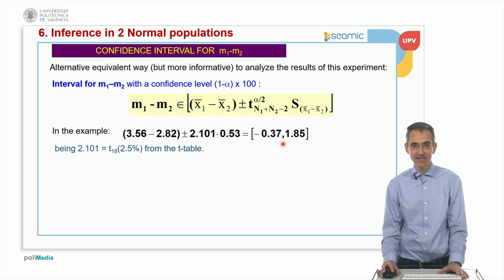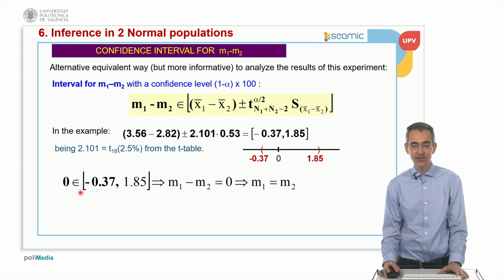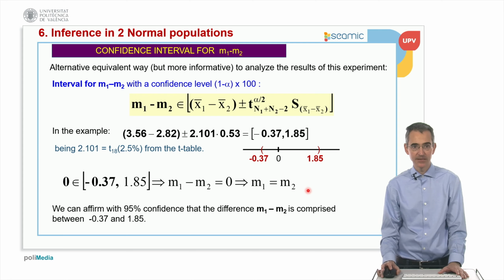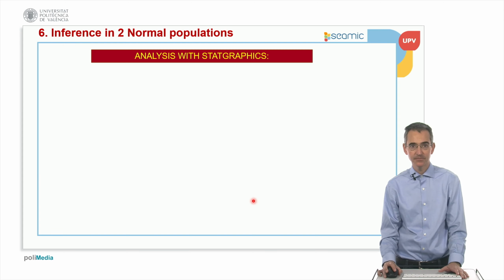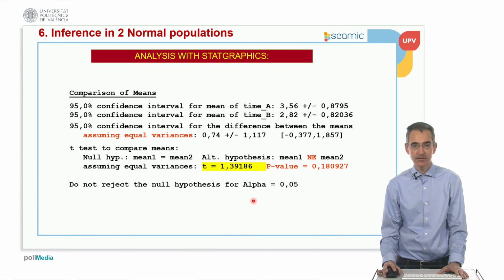As the value 0 is inside, we can say that 0 belongs to this interval, and so m1 minus m2 can be assumed as 0. It means that m1 equals m2. So as the value 0 is inside, we cannot reject this null hypothesis. This is an equivalent way to solve this hypothesis test. So the answer would be that we can affirm with a confidence of 95% that the difference m1 minus m2 is comprised between minus 0.37 and 1.85.